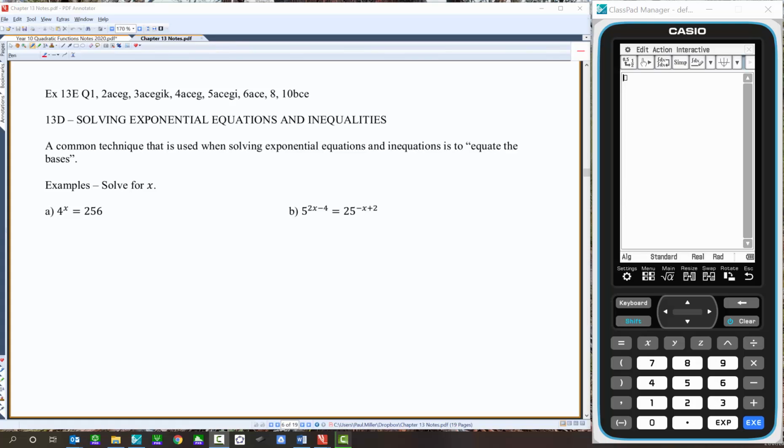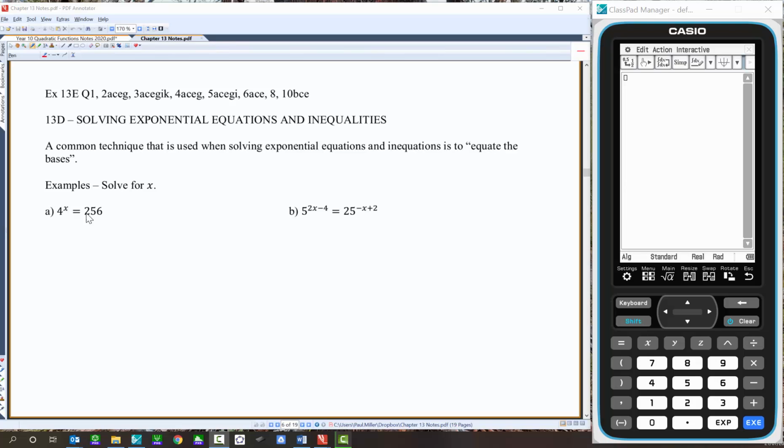Right, after looking at logarithms yesterday, what we're going to do is concentrate our attention today on solving exponential equations and inequalities. A common technique used when solving exponential equations and inequations is to equate the bases. So here's a situation where I might consider equating the bases.